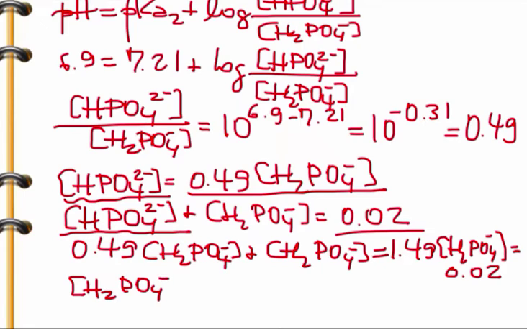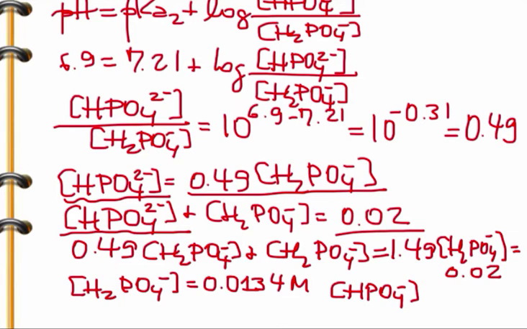From that, we can calculate the concentration of H2PO4 minus, which is 0.0134 molar, and the concentration of HPO4 2 minus can also be determined by direct calculation. So HPO4 2 minus is 0.0066 molar. This is going to be very important.